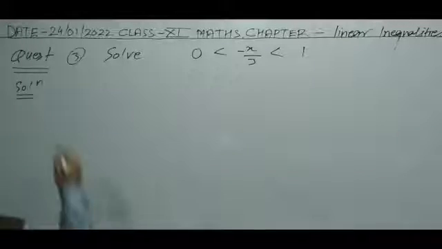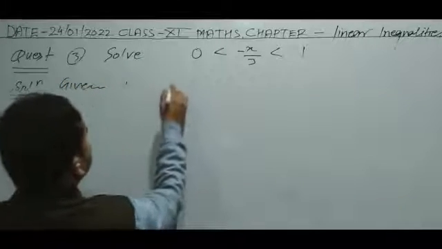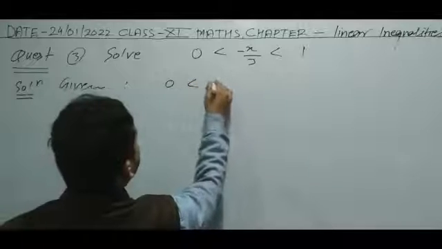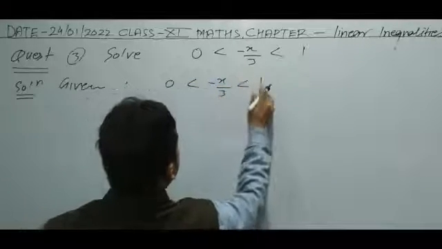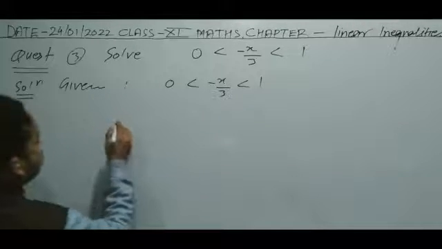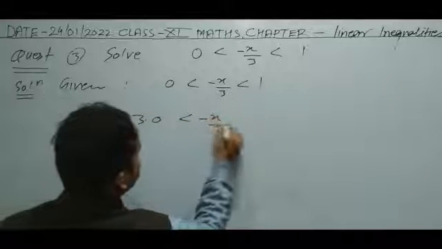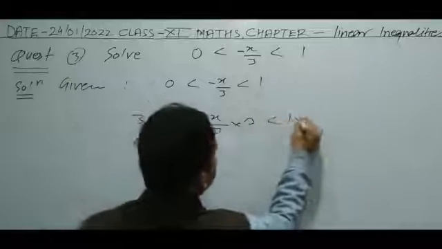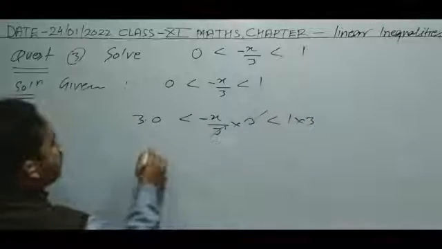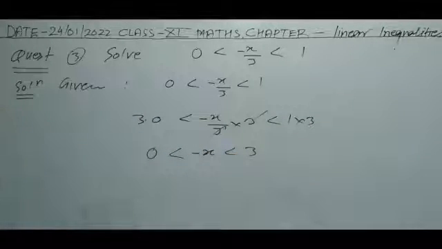So see the solution. Now given 0 is greater than minus x by 3 is lesser than 1. So suppose multiply by 3 in this inequality. So 3 into 0 is lesser than minus x by 3 into 3 is lesser than 1 into 3. So this will cancel, and 0 is lesser than minus x is lesser than 3. And we have to change the sign of inequality because this is negative sign.